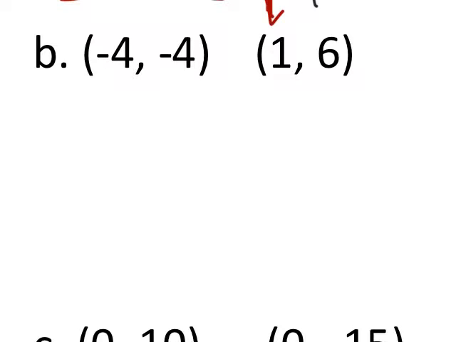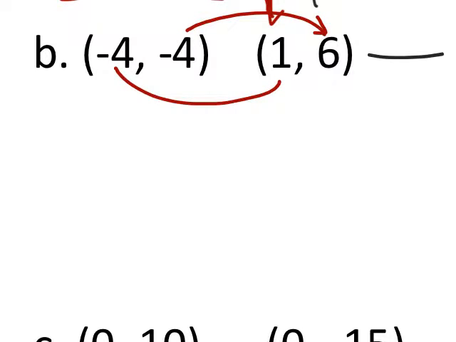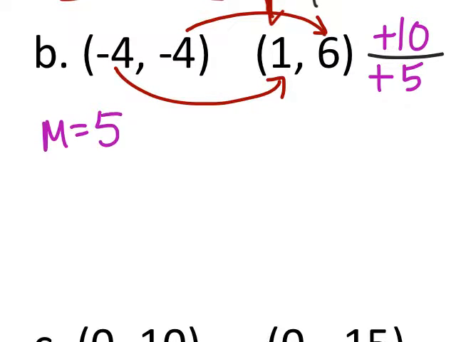Alright, on B we're going to do the same thing. So, first thing I'm going to want to do is find my slope. And to do this, I'll connect the y's on top, the x's on bottom. And I can see to go from negative 4 to 6, that's another increase of 10. And from negative 4 to 1 is an increase of 5. So my slope here is 5, that's positive.